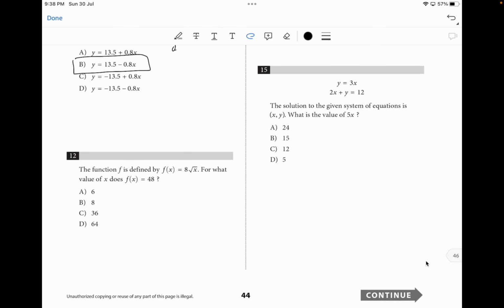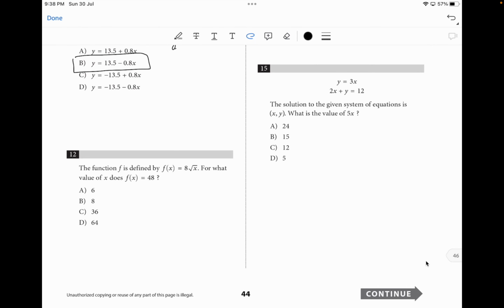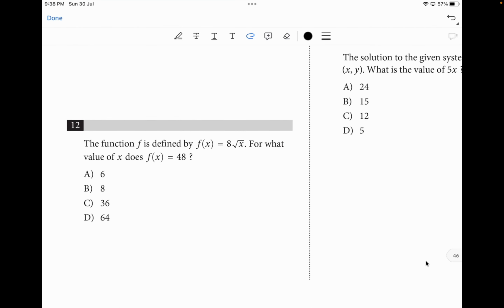Question number 12, okay? Question number 12: a function f is defined by f of x is equivalent to 8 squared x. For what value of x does f of x equal 48?